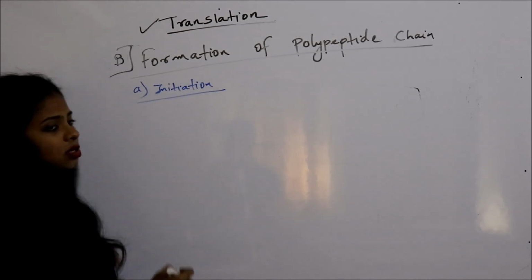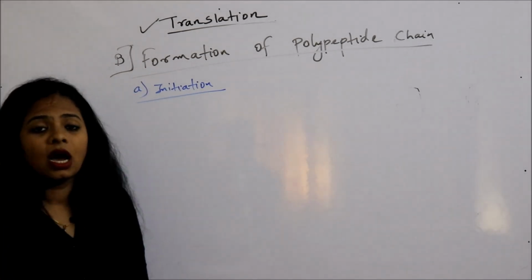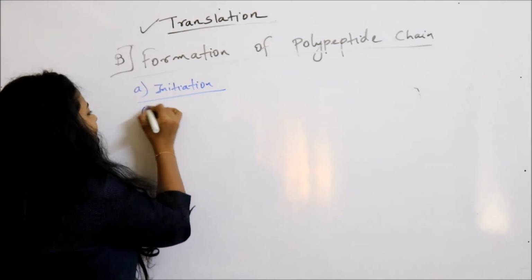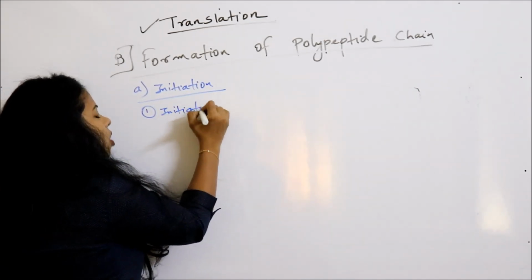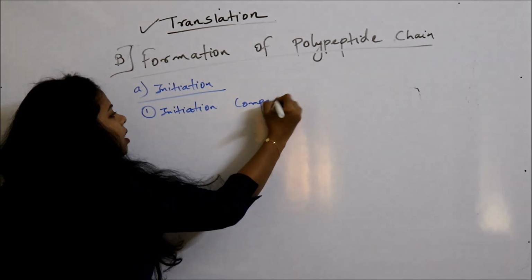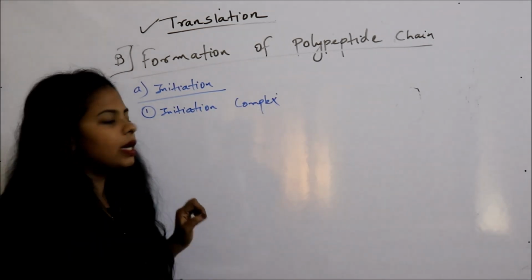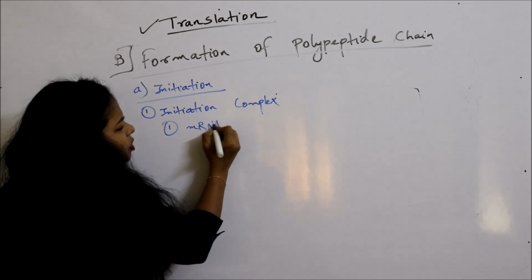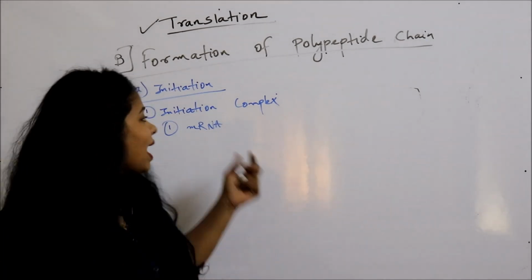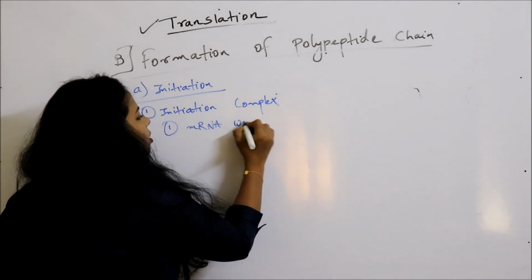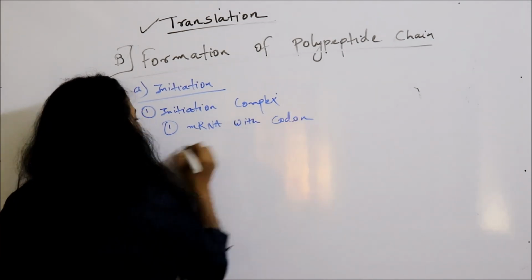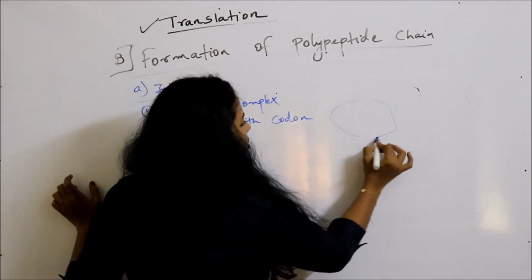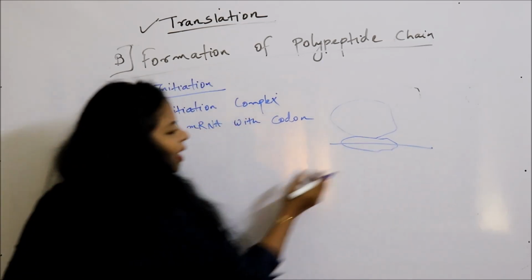Now, initiation of this polypeptide chain synthesis occurs with the help of the initiation complex. Now, what is the initiation complex? The initiation complex is something which is required at the beginning. The first thing which you require is your mRNA, from which you are going to form the amino acids. It has codons, right? So mRNA with codons. Then the second thing, this mRNA goes and binds to the ribosome. So here you have the larger subunit and the smaller subunit of the ribosome, and mRNA binds here like this.